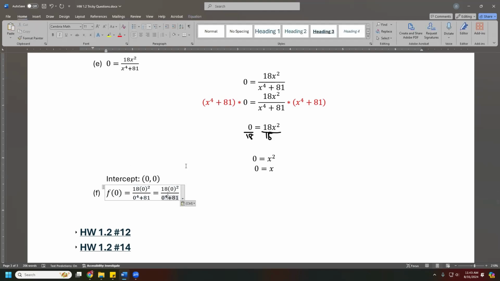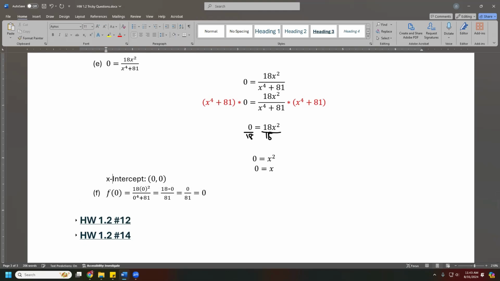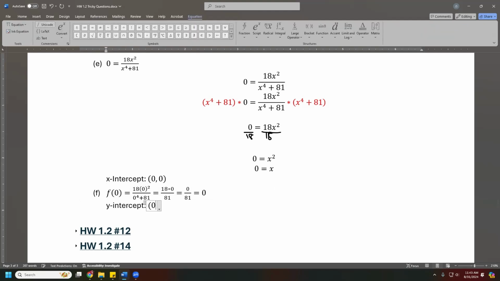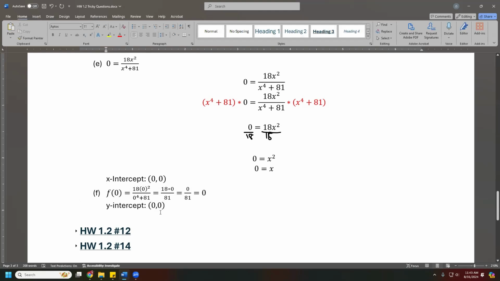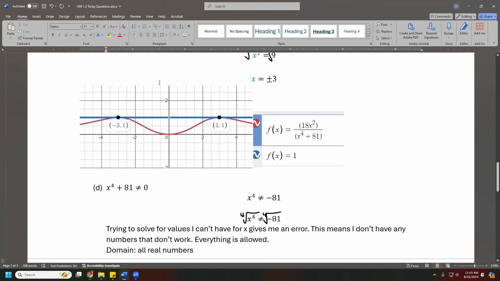So when I simplify, this is going to be 81 on the bottom, but 0 squared is 0, and 18 times 0 is going to be 0. So this is 0 over 81, which is still equal to 0. So once again, I'm still getting the same point, (0, 0). So the x-intercept is this, and then the y-intercept is also (0, 0). Once again, this is visible on the graph as well, right? So you can see the y-intercept would be where it crosses the y-axis, and it crosses the y-axis, boom, right there at the same point.